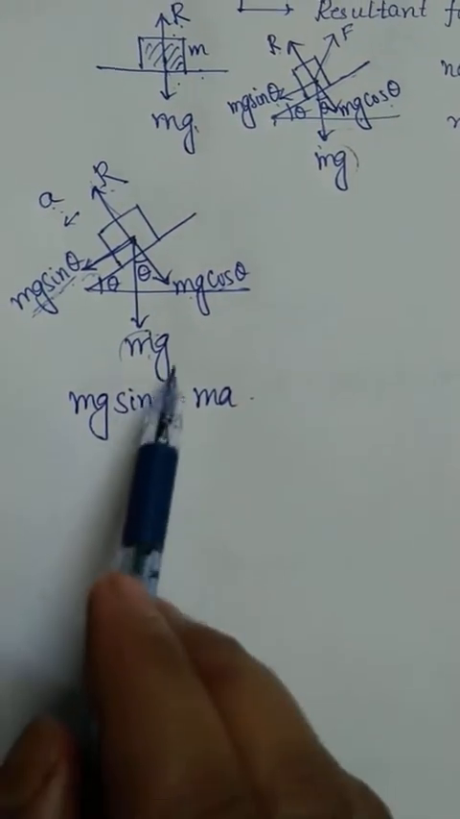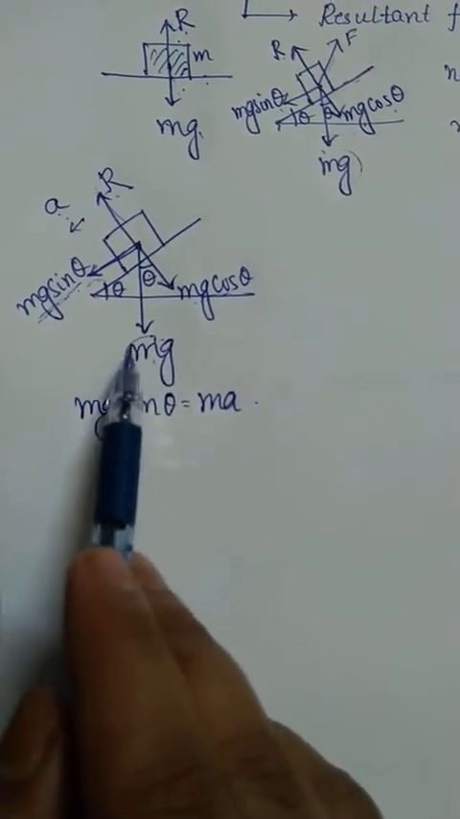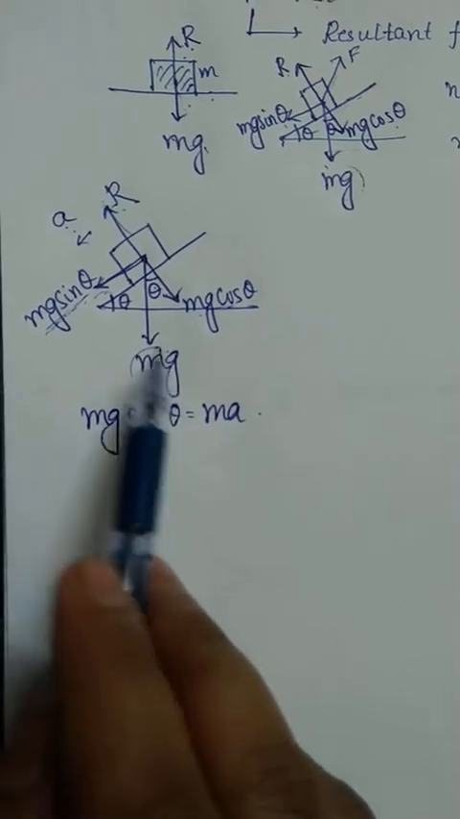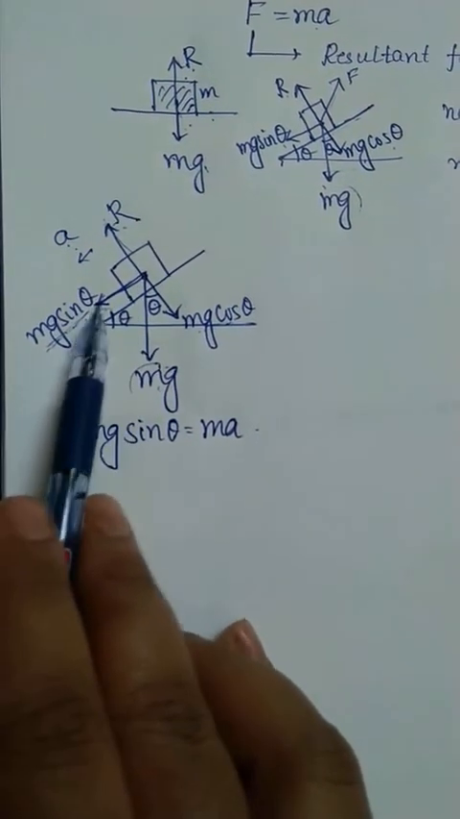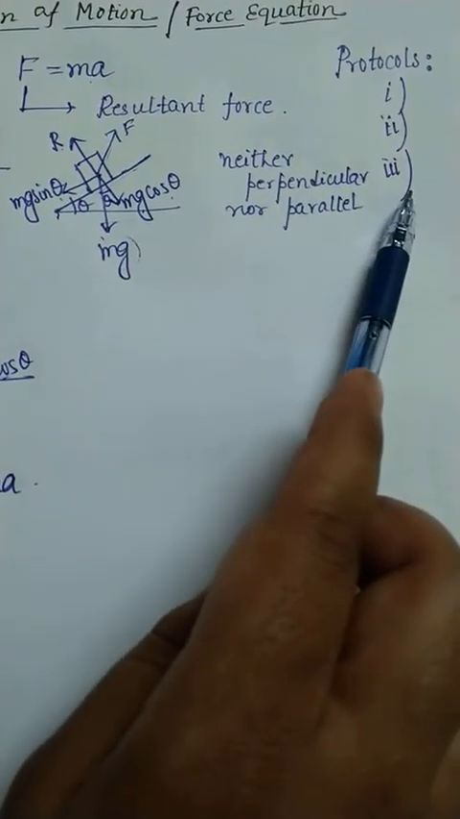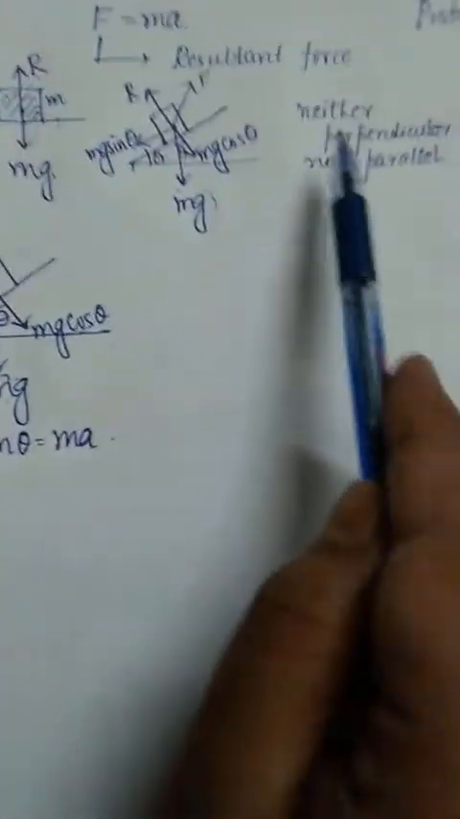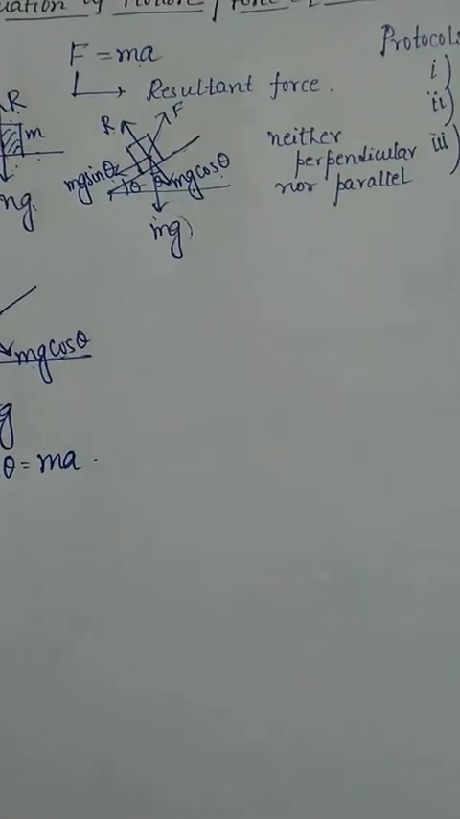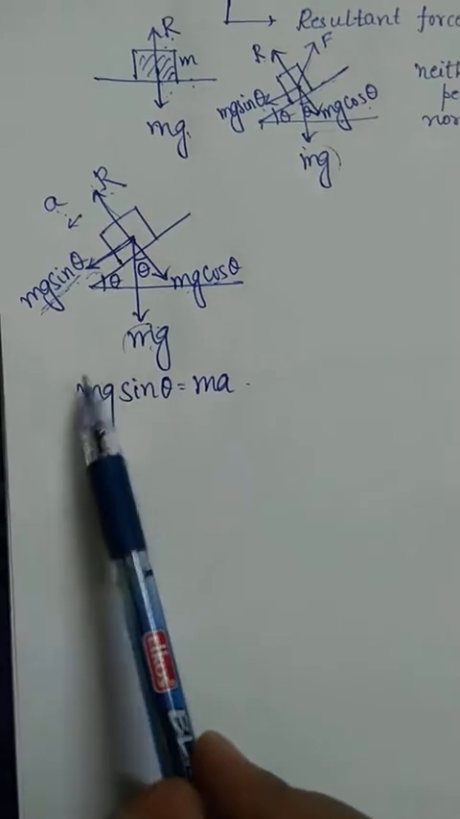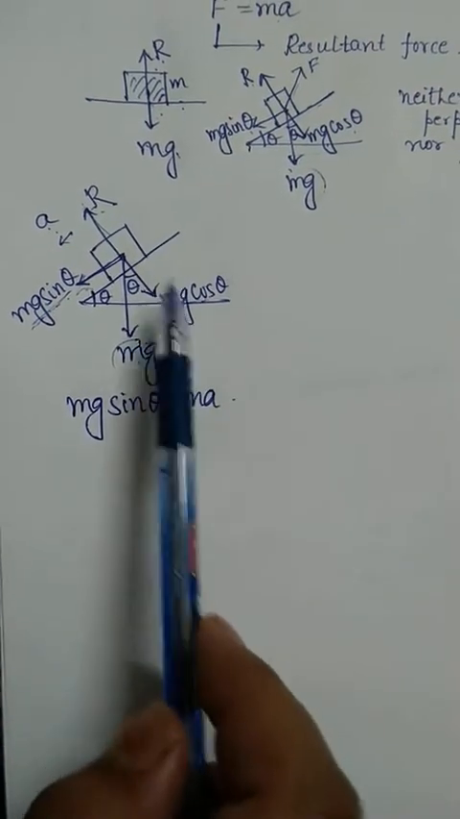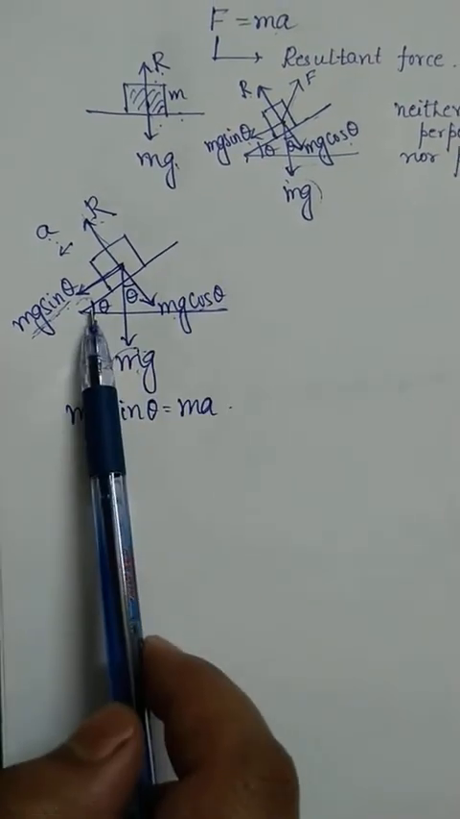Look at one thing very carefully. This is mg, the force. We are dividing this force into two components. One is perpendicular, one is parallel to the plane. So basically by protocol number 3, we divide all the forces which are neither perpendicular nor parallel to the plane into forces which are perpendicular and parallel to the plane on which we are working.